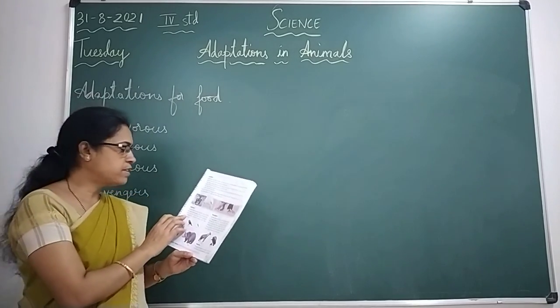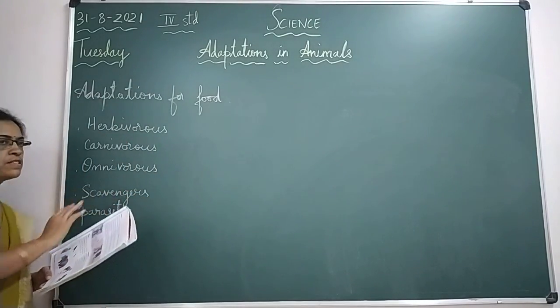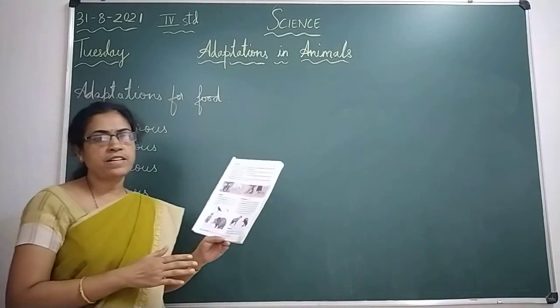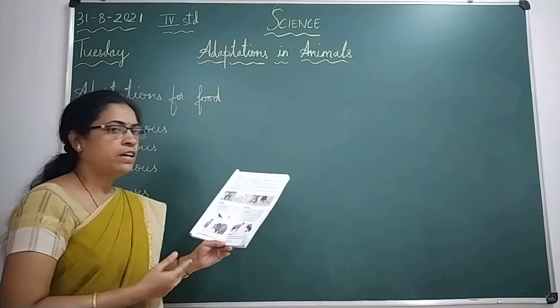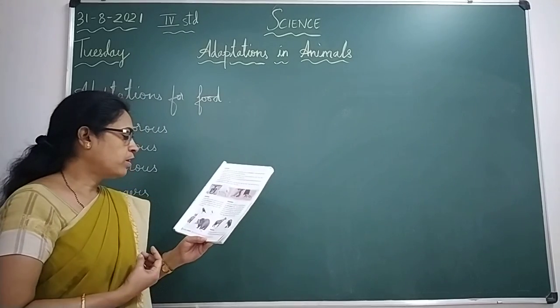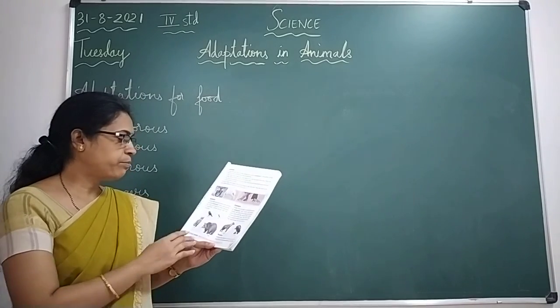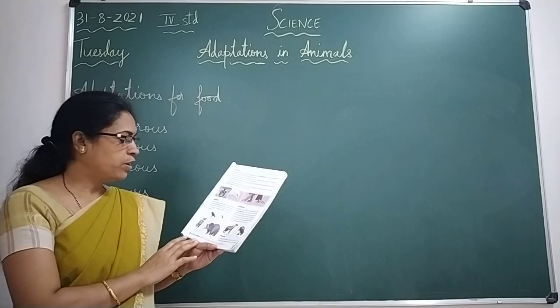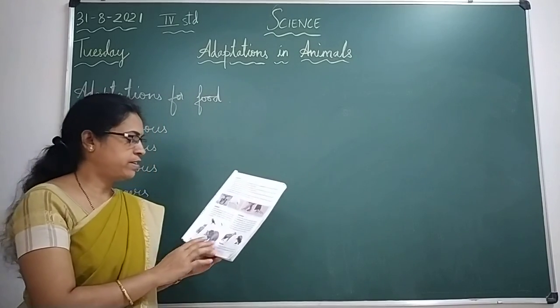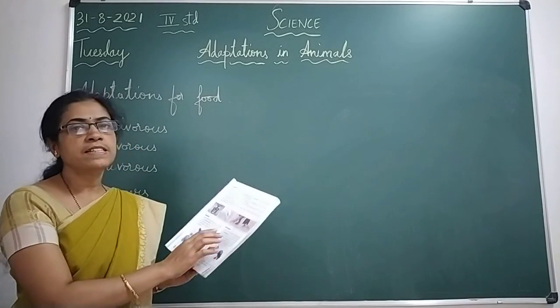And the next point is omnivorous. Omnivorous means the animals that eat both plants and the flesh of other animals. Examples of such animals are crow, cockroach, ants, cats and bears. Human beings are also omnivorous. Okay. So next is scavengers.